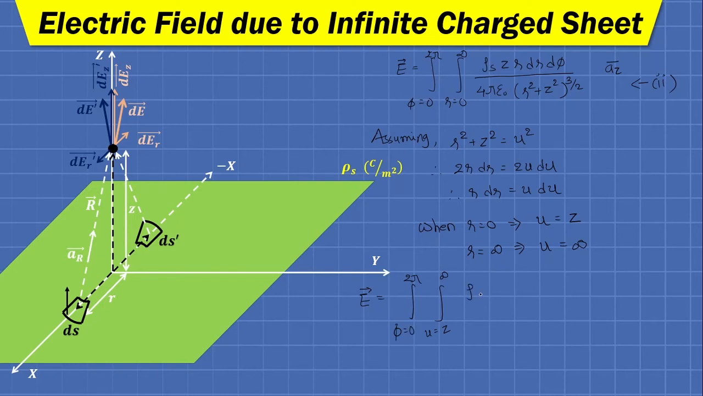Then rho s, no change will be there. Z, again no change in z, but here r dr can be written as u du. So here will be u into du. d phi will be as it is. In denominator, 4 pi epsilon 0 being constants, it will have no change. r square plus z square, we have assumed that this is u square.